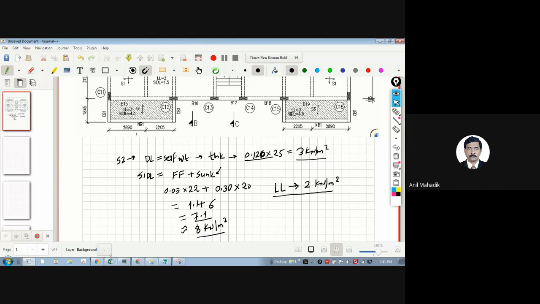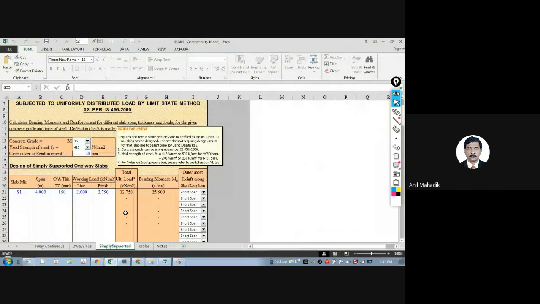So here we can put those values in this, and the span also. Let's say we will consider the simply supported beam case in the Excel program. Grade of concrete 20, grade of steel 500, and cover to the reinforcement, let's say it is 20 mm. S2. Okay. Now span of the slab. What is the span of slab in our case?